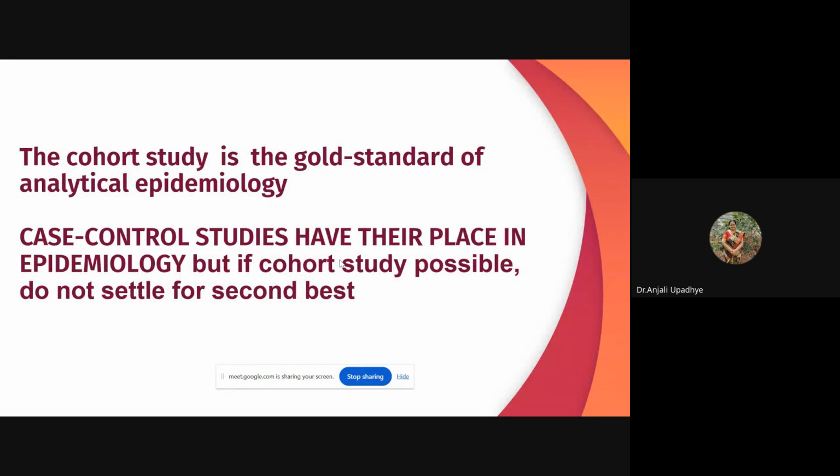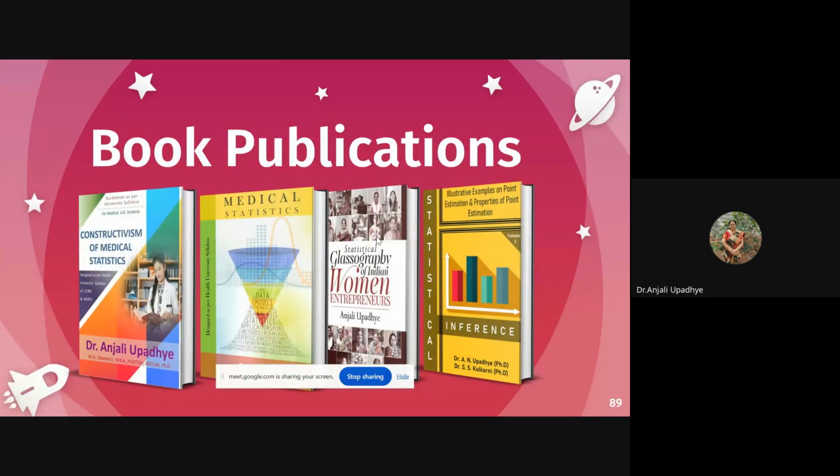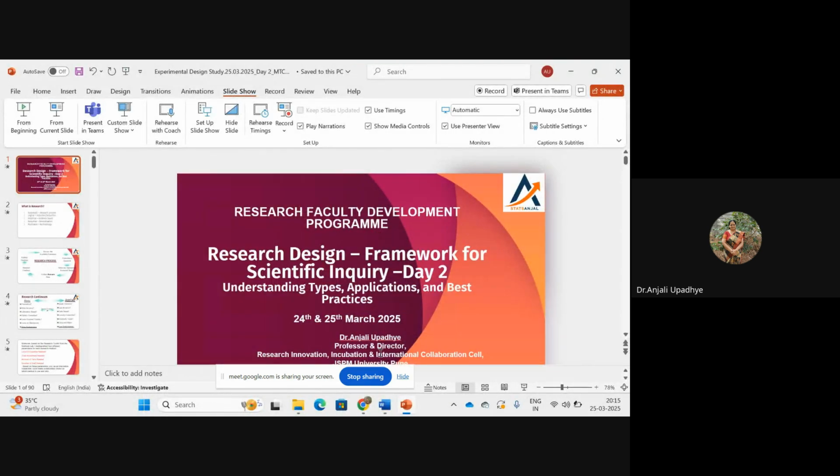The cohort study is the gold standard of analytical epidemiology. Case-control studies have their place in epidemiology, but cohort study is possibly the second best. The true experimental design, the RCT, is the best, and the second one is the gold standard. So this is from me. This is about today's lecture.